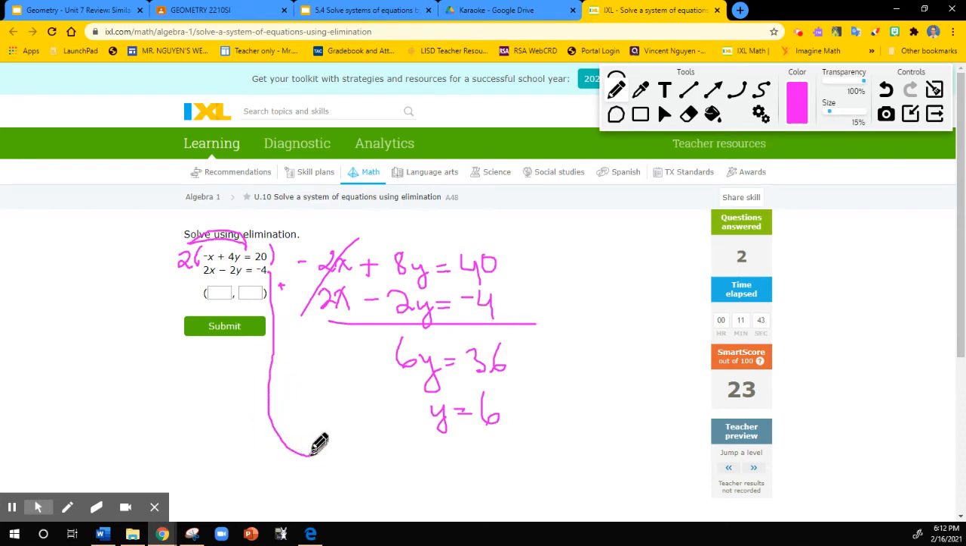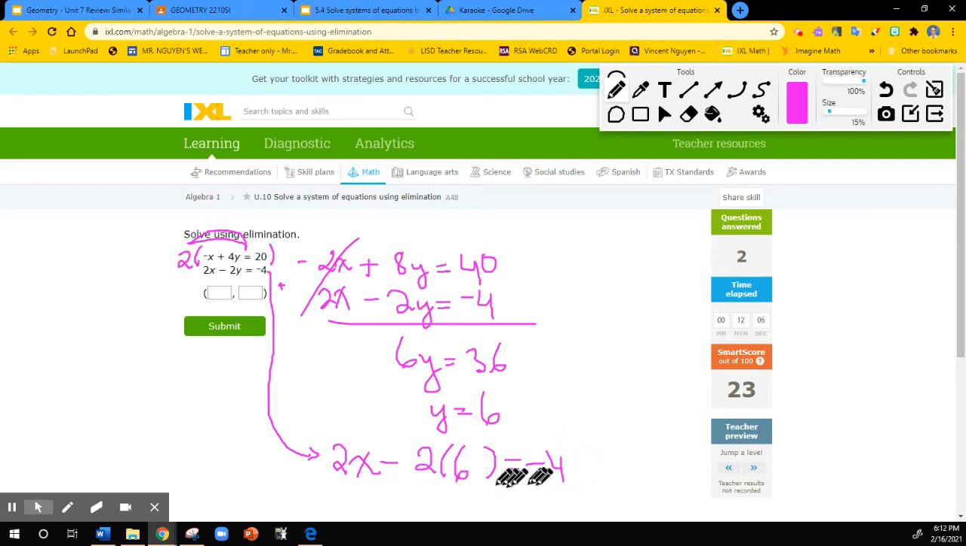I'm going to use the second equation to solve for x because I already have y. Okay, so my equation is 2x. I'm not substituting the x because I'm looking for it. Minus 2. I am substituting for the y because I already know what it is. It's 6 equals negative 4. Okay, that's my second equation.